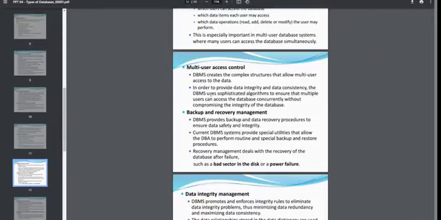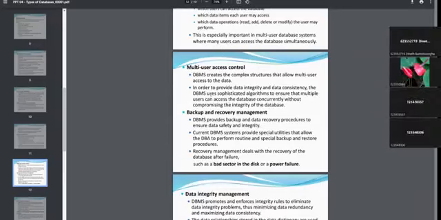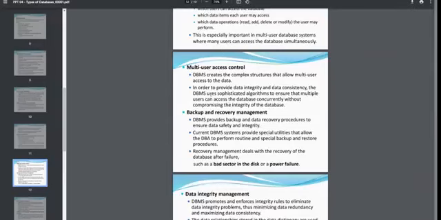Sometimes, when considering multi-user access and control, multiple users may be controlling the same record. So it is no problem if they are able to access and edit them.